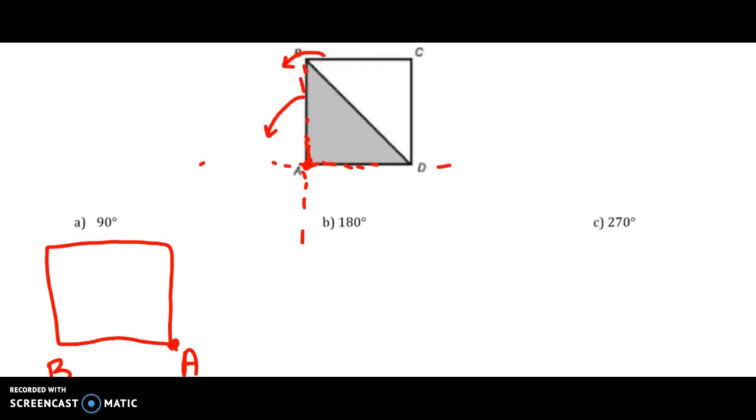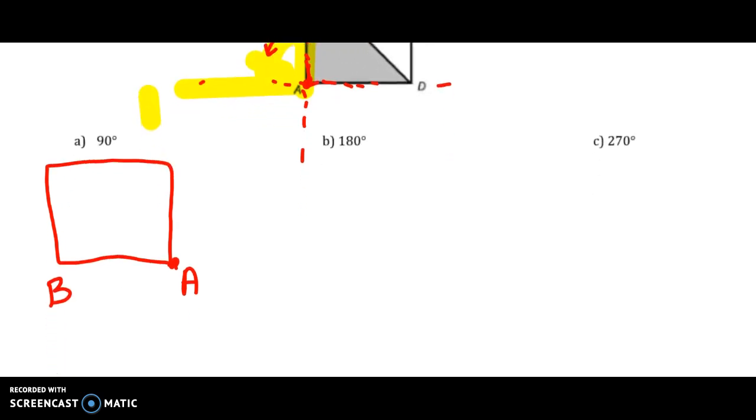So if this side here is going to rotate 90 degrees, it will now be this way. So this would be where my point B is, and C follows that, and D. Now you have to figure out the shading. The diagonal goes from B to D, and the shading goes towards A.